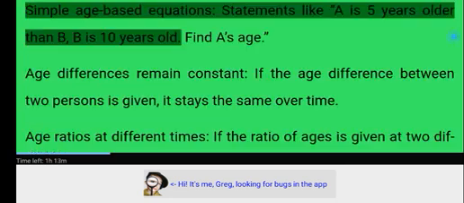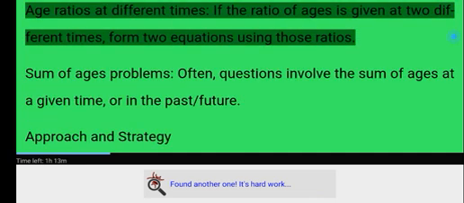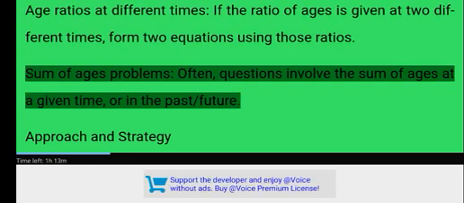Common patterns of questions. Simple age-based equations, statements like, A is 5 years older than B, B is 10 years old. Find A's age. Age differences remain constant. If the age difference between two persons is given, it stays the same over time. Age ratios at different times: if the ratio of ages is given at two different times, form two equations using those ratios. Sum of ages problems.